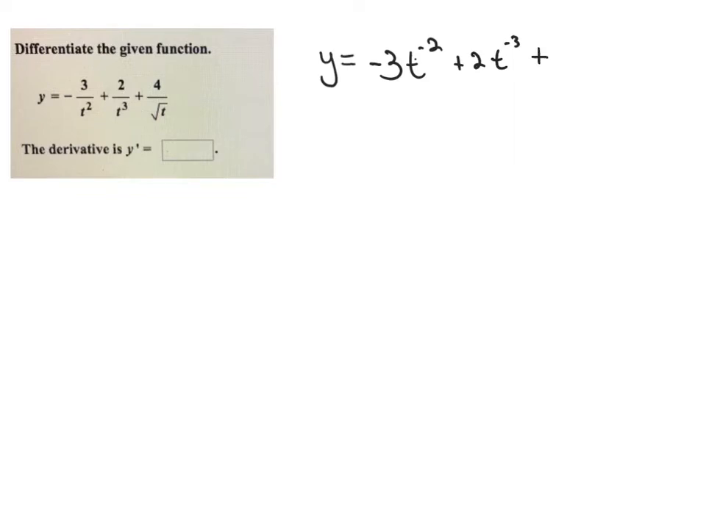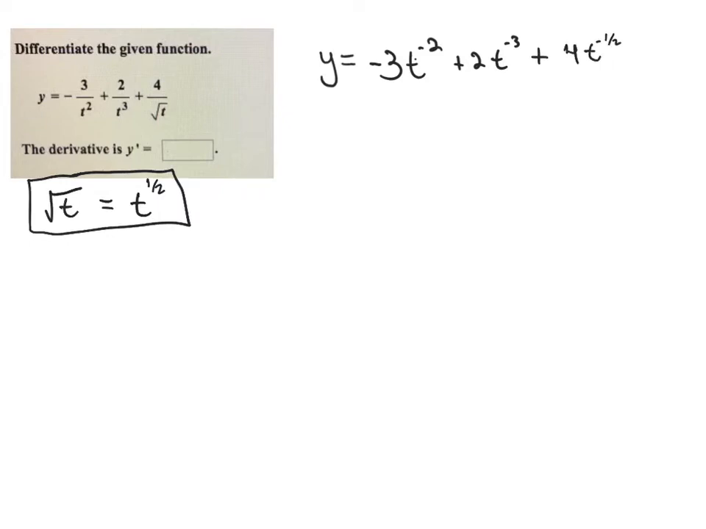Plus, and let me remind you over here off to the side, whenever you have the square root of anything, of any base, that's the same thing as that base raised to the 1/2 power. If you need to write that off to the side as a reminder, then go ahead and do so. So our last term, we have 4 times t to the negative 1/2 power.